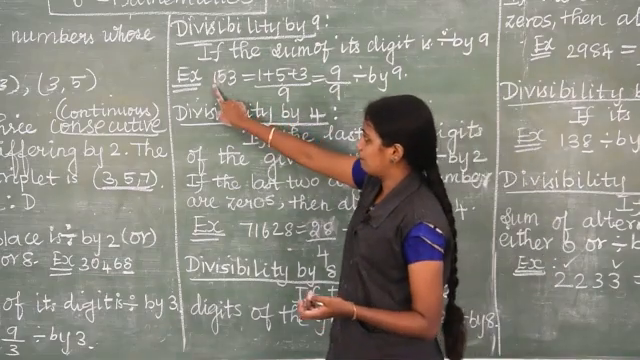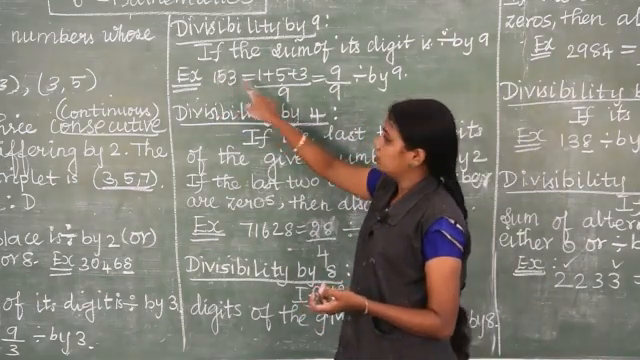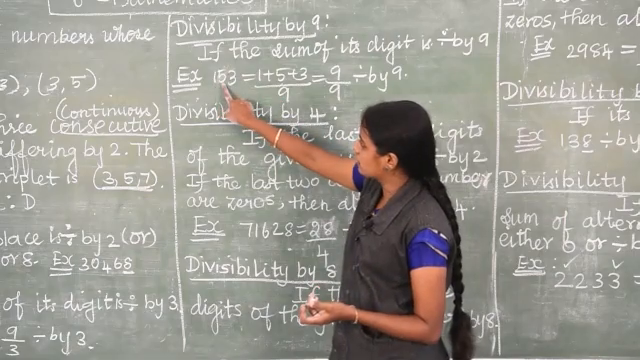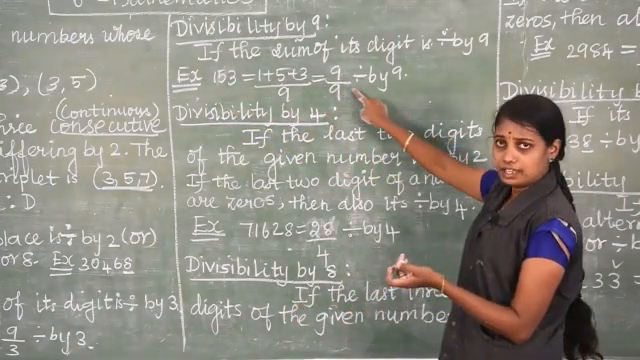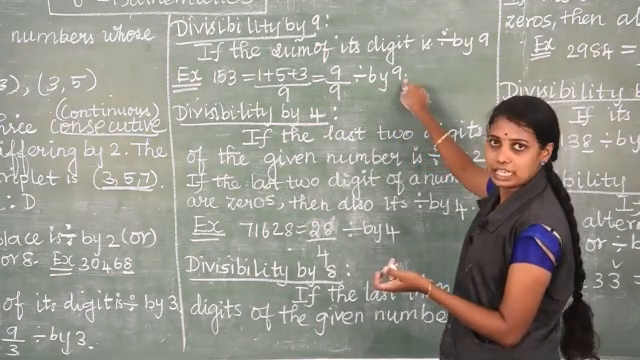Take the number 153. Add 1 plus 5 plus 3, that is 9. 9 is divisible by 9. So this is divisibility by 9.